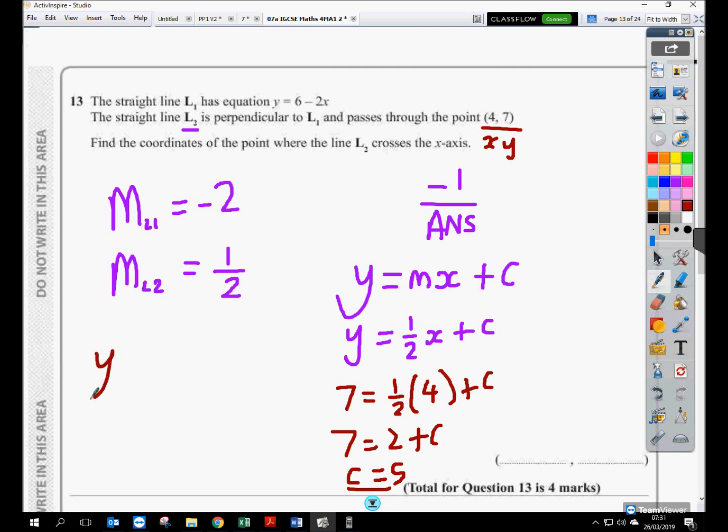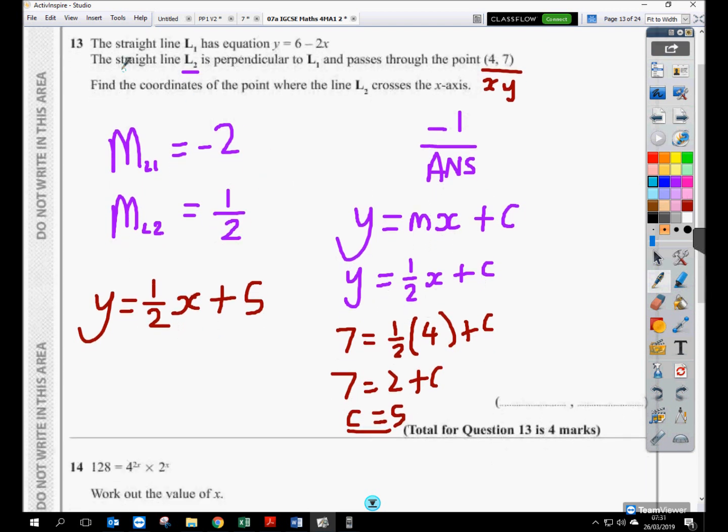So the equation of the line L2 is like this. And don't worry about the fact that it's called L2. You do not write L2 equals, you always write the equation of the line y equals mx plus c. They have just called it L2. They could call it Saffron the cat if they wanted to, but they've decided to call it L2. We just ignore that. Find the coordinates of the point where L2 crosses the x-axis.